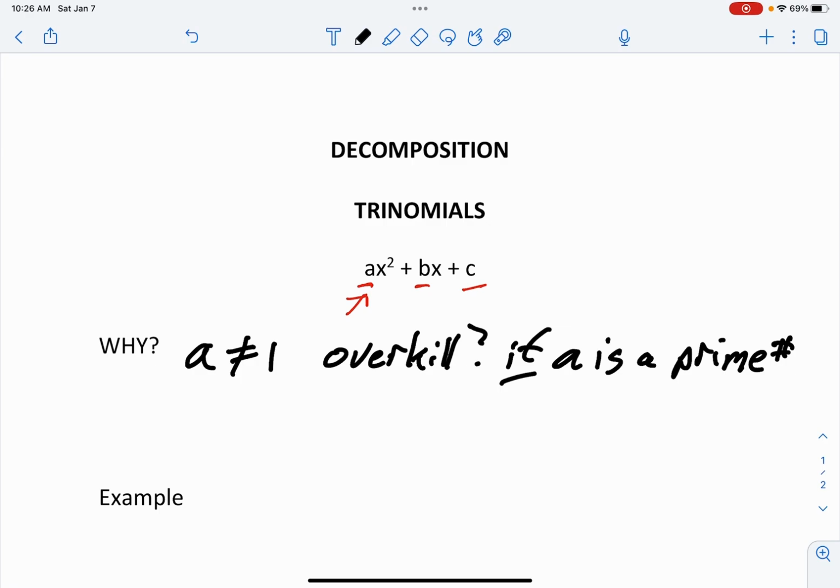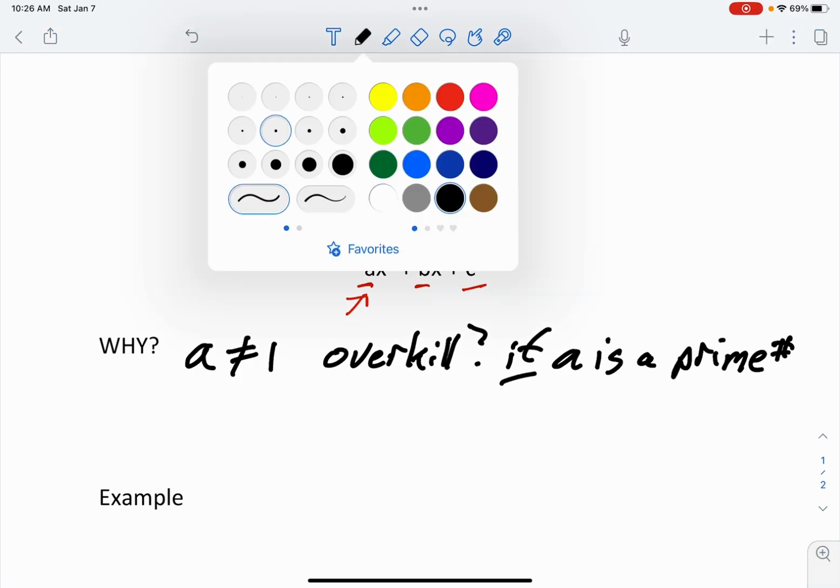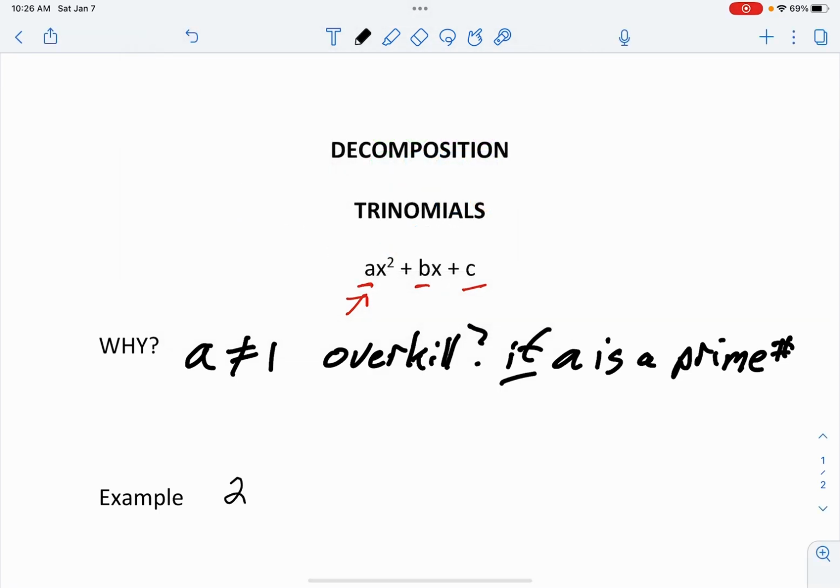Okay. Let's maybe jump into an example. The first example I'm going to show you will be where a is a prime number, but that's okay. It'll be an easier one for us to look at. So let's pick 2x squared minus 5x minus 3. Okay, that's going to be our example that we're going to work with.